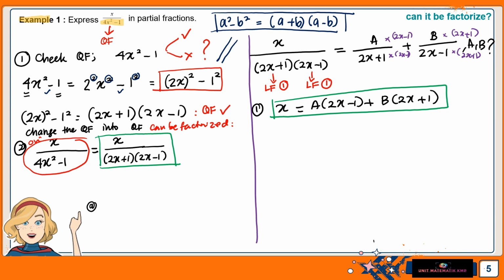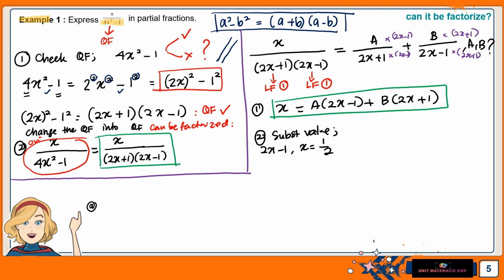Alright, so we will go back to our steps before. Number 2, we just substitute the value. You have 2x minus 1, so you will substitute x equal to 1 over 2. Let's substitute the value that you have. We have 1 over 2, right? On the left hand side, 1 over 2, you have A. Because it has the same factor, when you substitute this value it will get 0, so automatically 0. So for B, you have 2 times (1 over 2) plus 1.